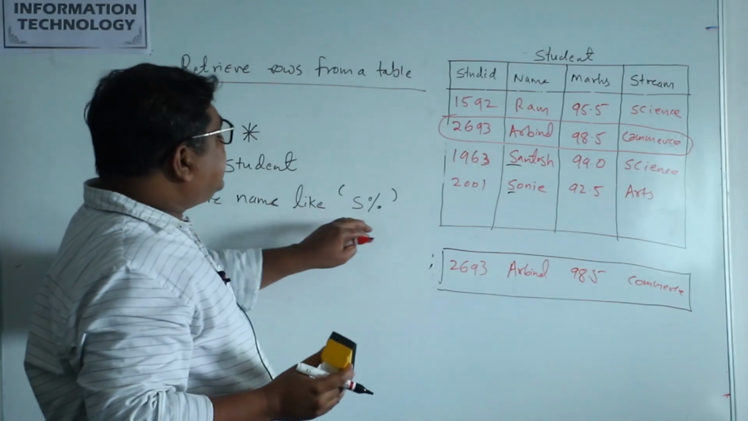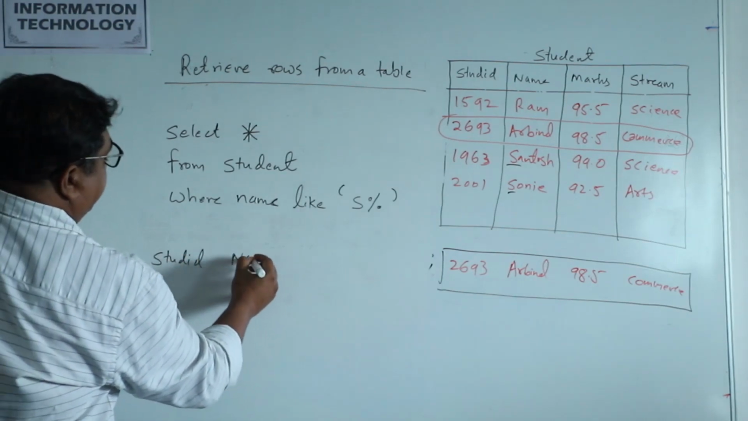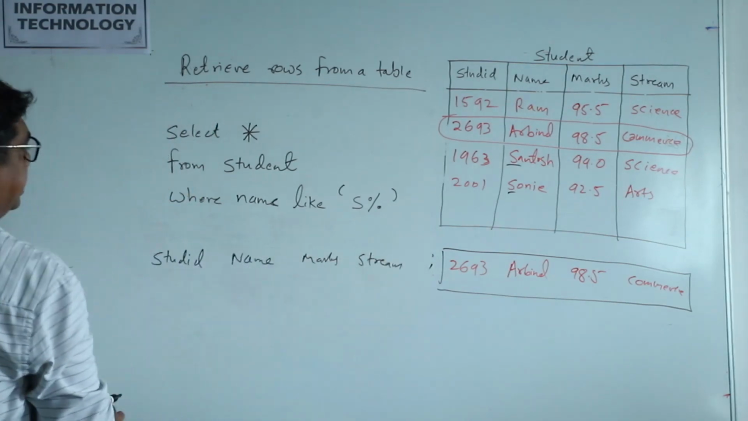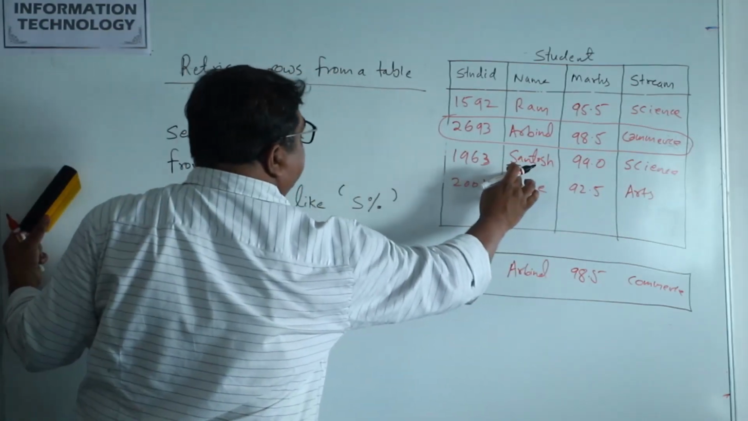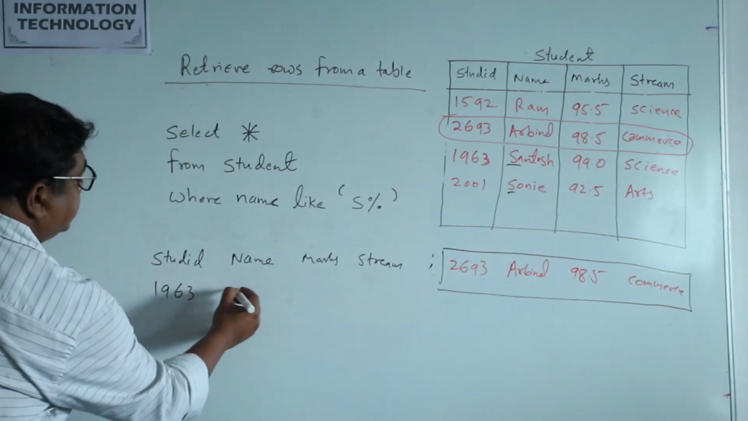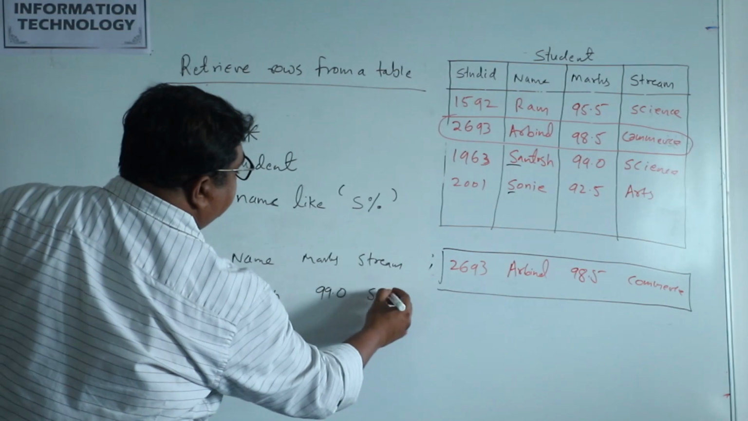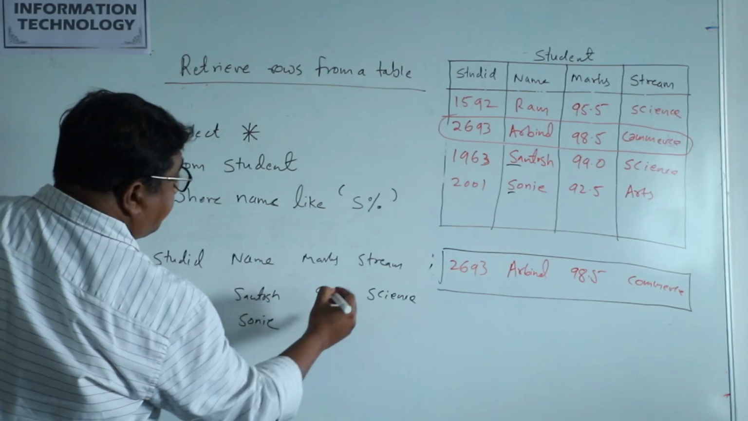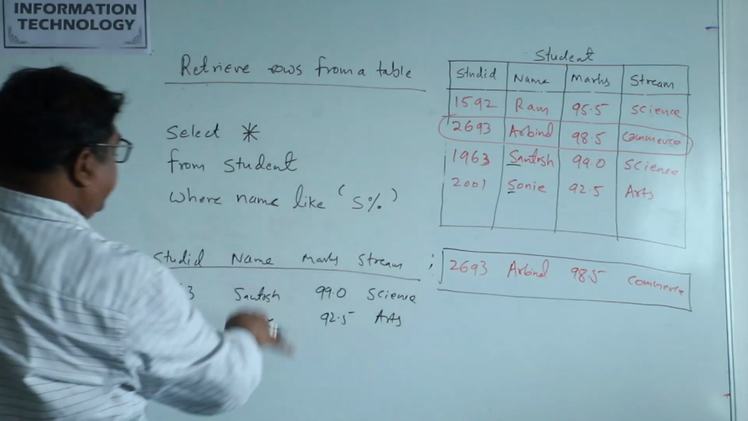And here, in this case, the output will be given as student ID, name, marks and stream. And it will give those last two rows. Why? Because those are the rows satisfying the condition, that is starting with S. So I can write 1963 Santosh, 99.0, science, and 2001 Soni, 92.5, arts. So the output of this query will be this one.